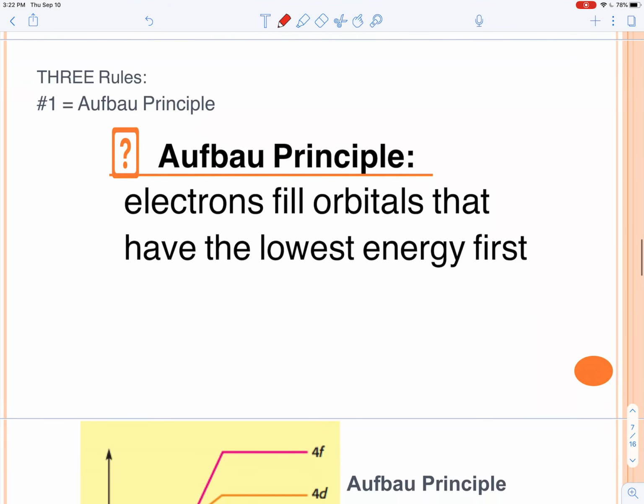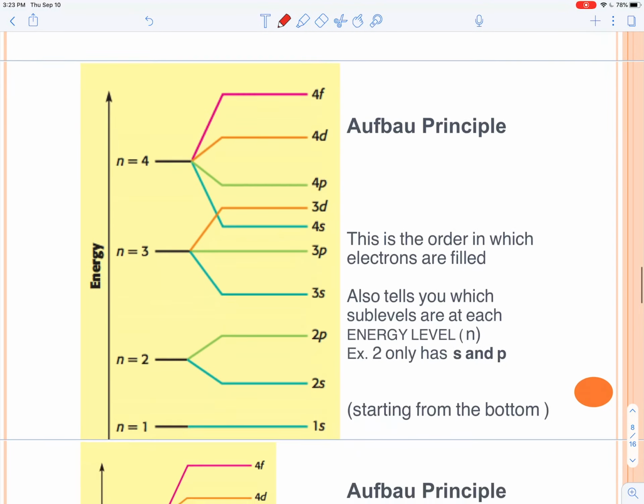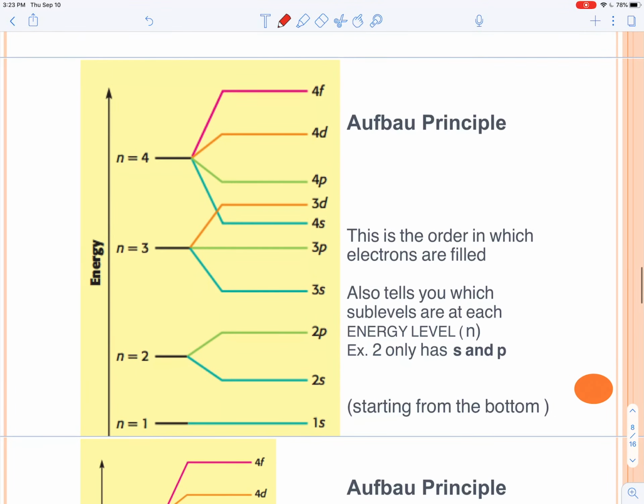Okay, the Aufbau principle states that electrons fill orbitals that have the lowest energy first. Okay, so how do we apply this? So this is the order in which electrons are filled. It tells you the sublevels in each energy level. So, for example, the second energy level only has s and p suborbitals, and we start from the bottom. So we always start with 1s, and the max we can hold is 2.